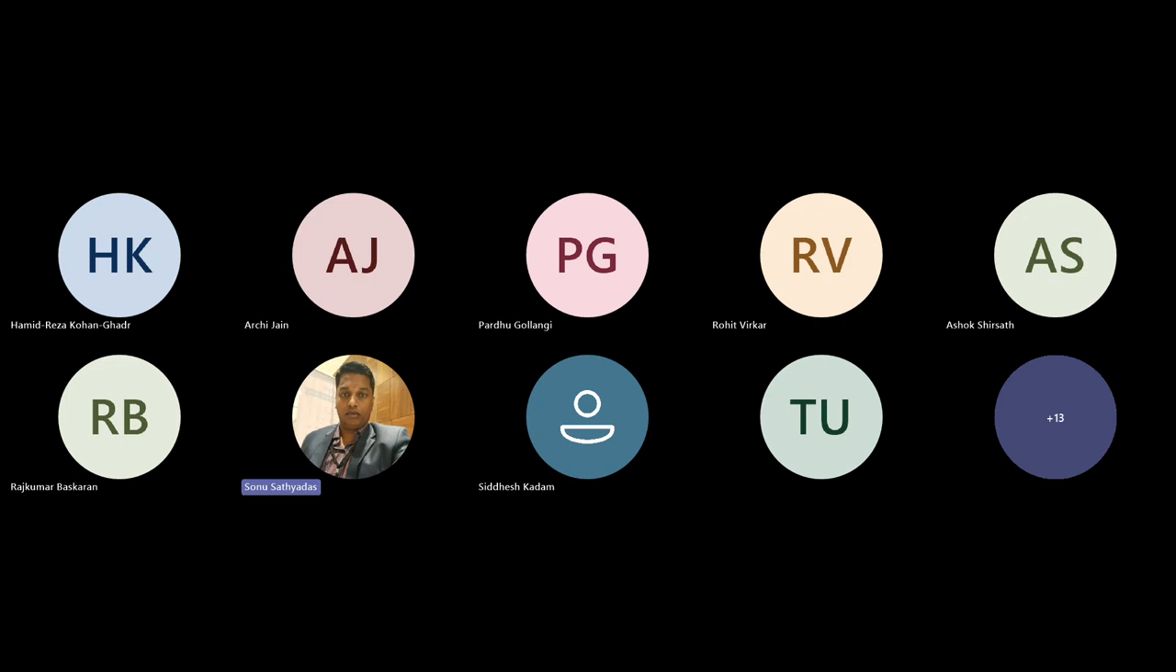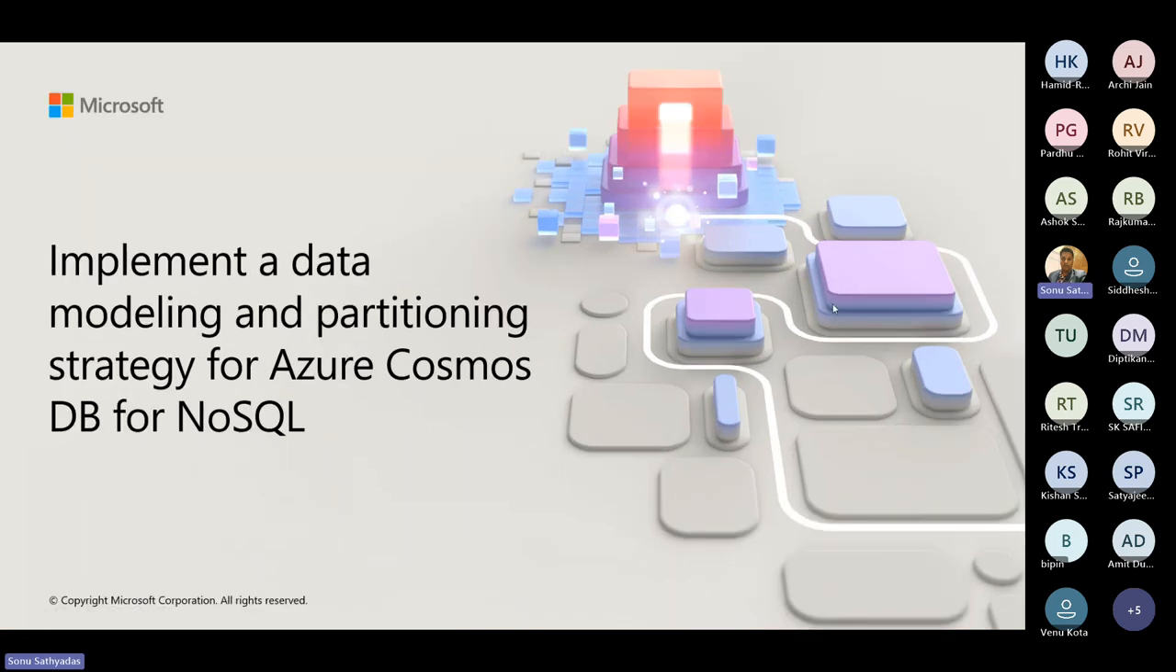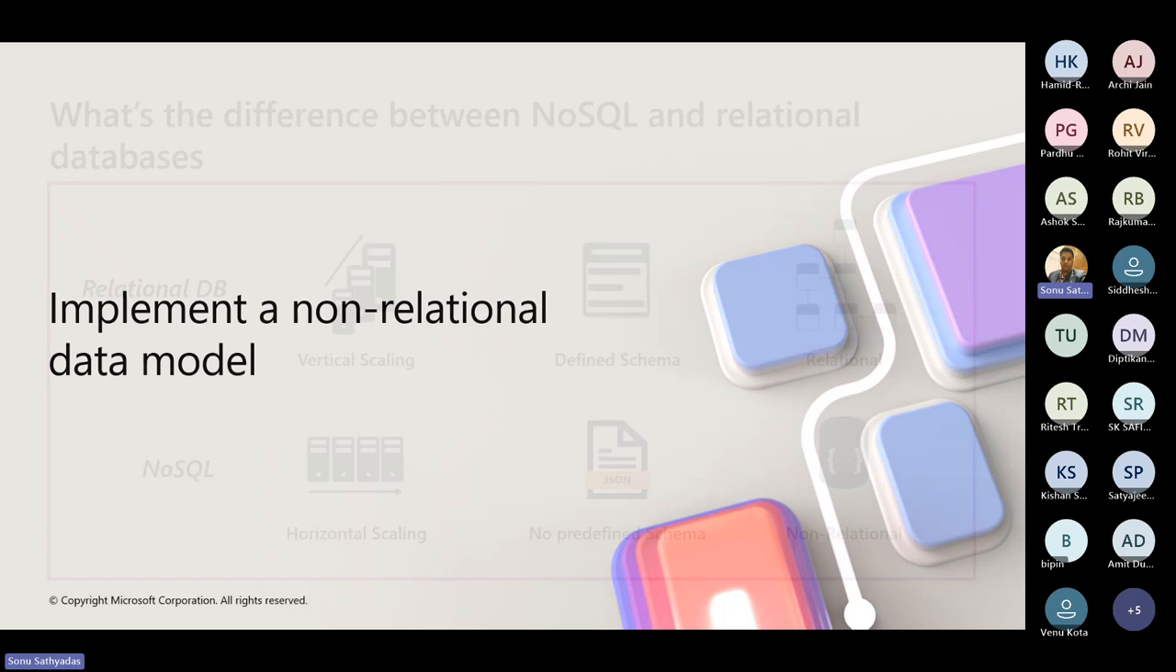Okay, so now let's continue to the next module. The next modules, I think modules 4, 5, 6, are all the same coding modules. We have already discussed how to build applications using Cosmos DB, and I don't want to spend more time on coding. So let's move to the next module, which talks about the modeling and partitioning strategy. Implement a non-relational data model and partitioning. So we'll see.